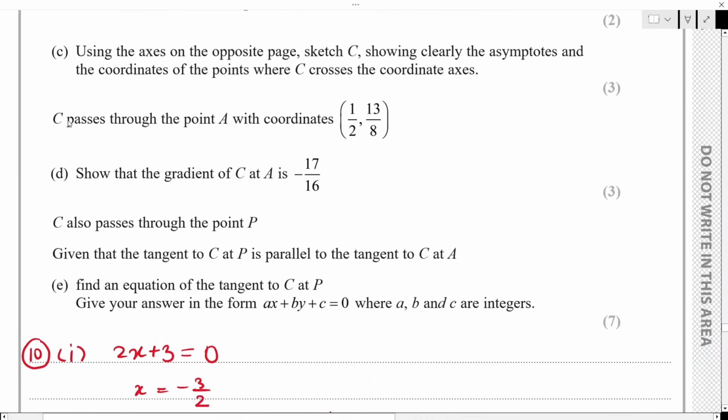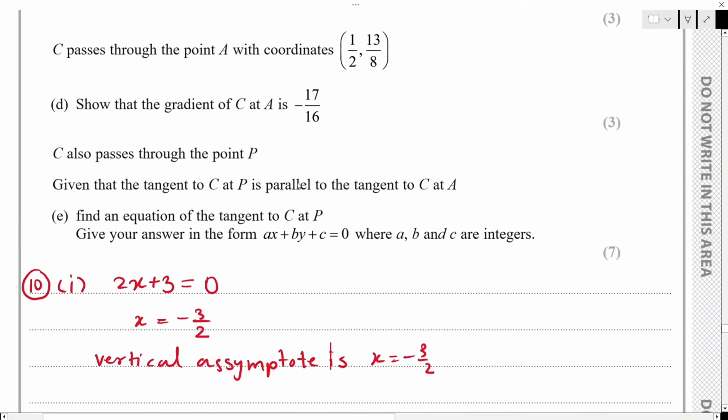Part D, I'm sorry. So in part D, we have additional information. The curve C passes through the point A with coordinates half and 13/8. So we have a point A with these coordinates, and our curve C passes through this point. In part D, we have to show that the gradient of C at our point A is minus 17/16.